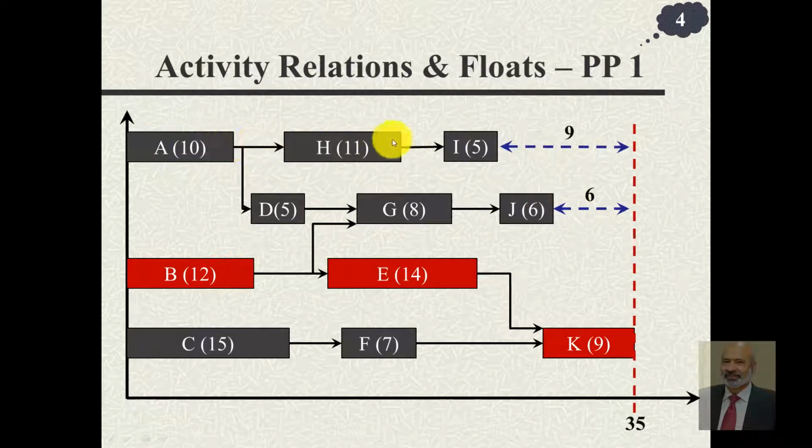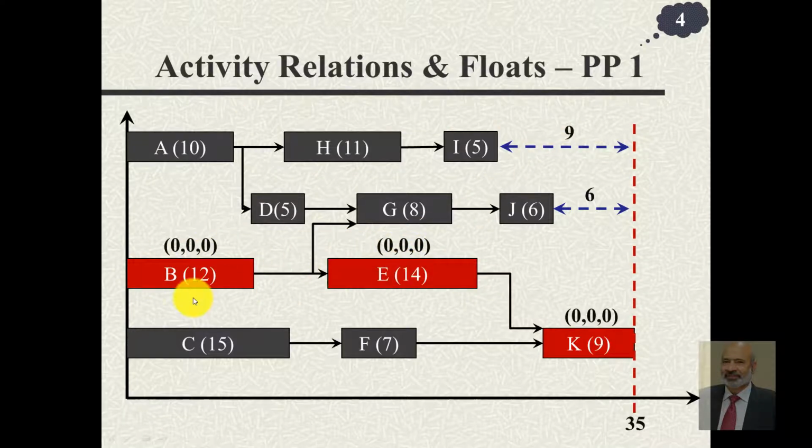If we look at this path comprising activities A, H and I, the time this path takes is 26, and 35 minus 26 is 9. So the activities on this path can be delayed by 9 days without affecting the project completion time. Obviously, the activities on the critical path cannot be delayed, because if these get delayed, the overall project gets delayed.